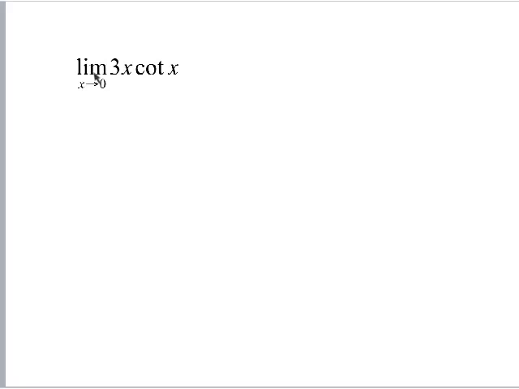So we're going to take the limit as x approaches 0 of 3 times x cotangent x. Now, if you plugged in 0, you would find it doesn't work. There's an error. And we want to make this look like our special trig limits. And you're like, how do I do that?